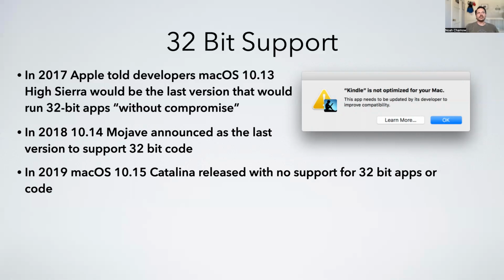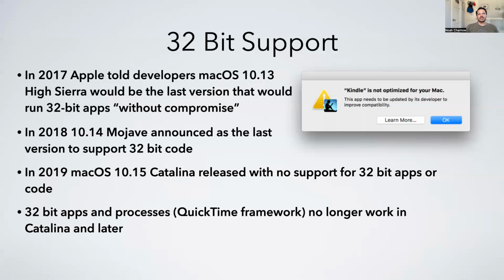Yeah, sort of. It is a pretty quick timeline, but you also have to consider that Apple had moved the entire operating system over to 64-bit in 2009, and had deprecated at least QuickTime in 2011. So the writing had been on the wall for a while. It's just that Apple hadn't really said specifically when support would end until 2017. Because of that, 32-bit apps and processes like the QuickTime framework no longer work in macOS Catalina and later.